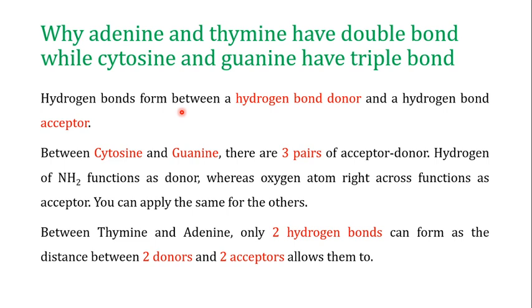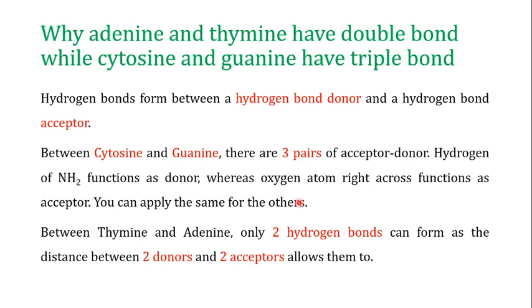Now hydrogen bonds form between a hydrogen bond donor and a hydrogen bond acceptor. So when you talk about cytosine and guanine, there are actually 3 pairs of hydrogen bond donor and acceptor. And if you have 3 pairs of hydrogen bond donor and acceptor, that means that guanine and cytosine are utilizing these 3 pairs to make 3 hydrogen bonds.